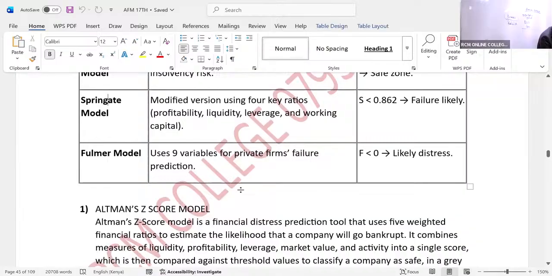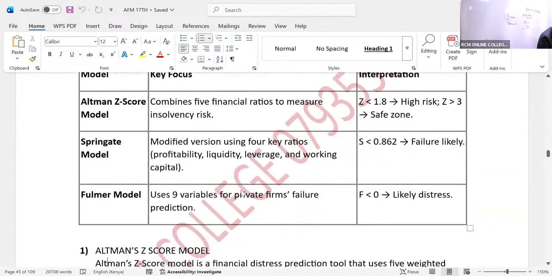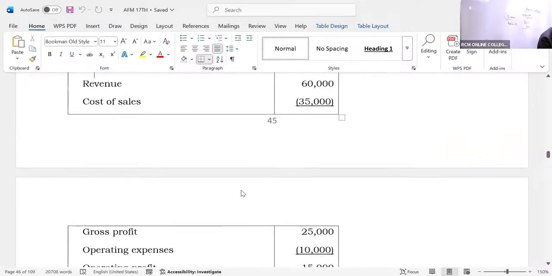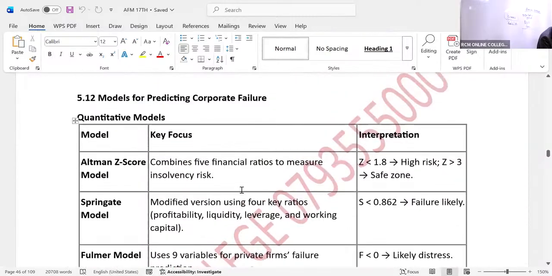So I would want us to go straight away, please, to page number 40 to page number 45. On page 45, you'll be able to see 5.12, models for predicting corporate failure. Corporate failure is what we call distress. Yeah. Page number 45, are you there? Are we there?